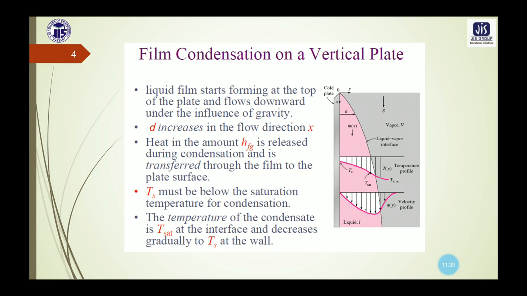Heat in the amount h_fg is released during condensation and is transferred through the film to the plate surface. Then Ts, the surface temperature, must be below the saturation temperature for condensation. That is from the concept of condensation heat transfer we can say this, but the temperature of the condensate is T saturated at the interface and decreases gradually to T surface at the wall. So these are the phenomena which happen in case of film condensation on a vertical plate.